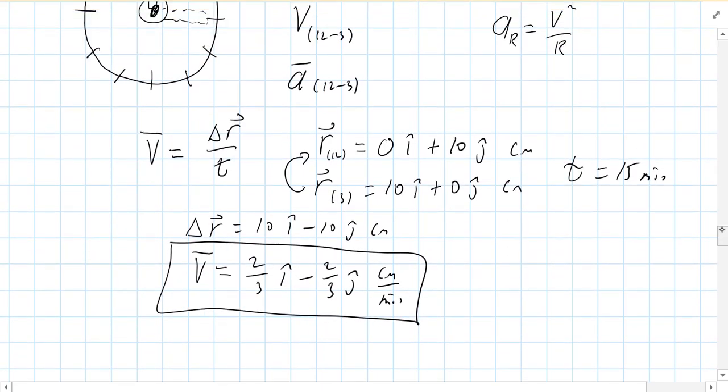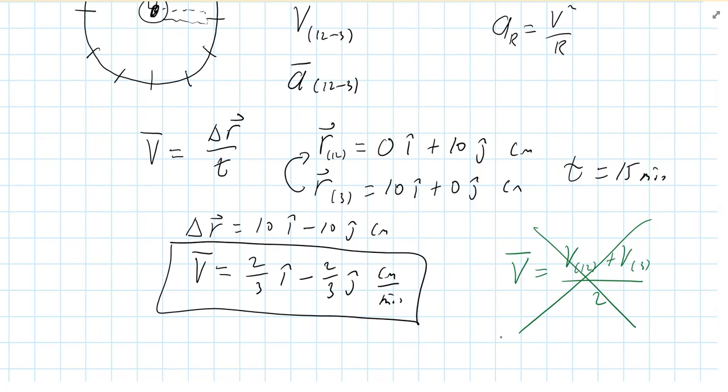Now, notice that what a lot of people will try to do in a problem like this is use this equation: V average equals the V at the noon position plus the V at the 3 position divided by 2, the average velocity equation. However, we can't use that here because the acceleration of the minute hand is not constant, okay? And I'll get to that in a minute, okay? No pun intended.